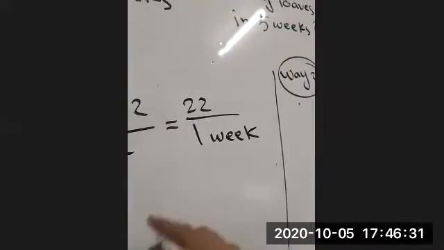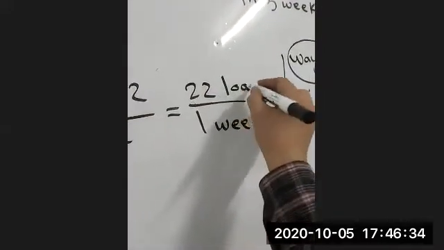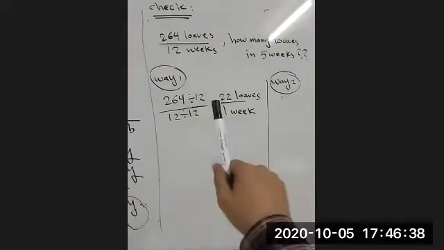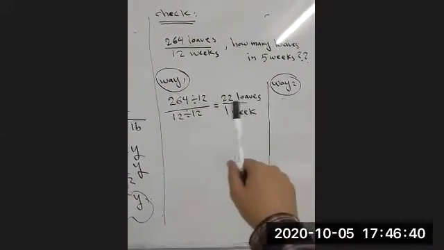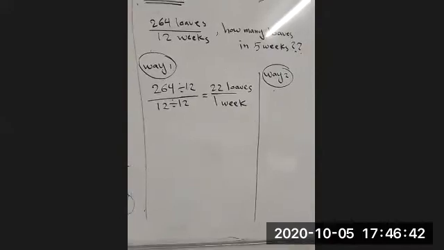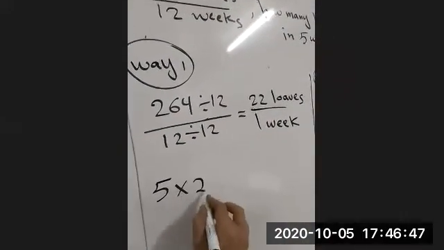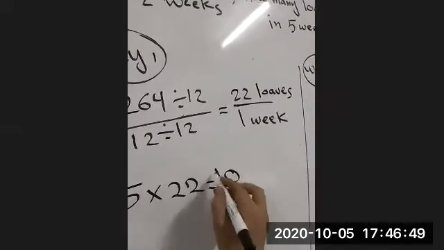264 divided by 12 is 22. 22 what? Yes, 22 loaves. So, in 1 week, we can sell how much? 22 loaves. In 5 weeks, 5 multiply 22 loaves.